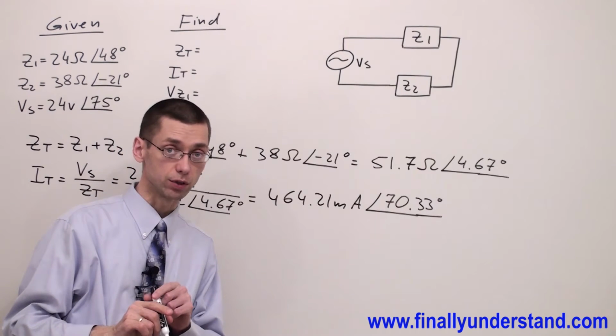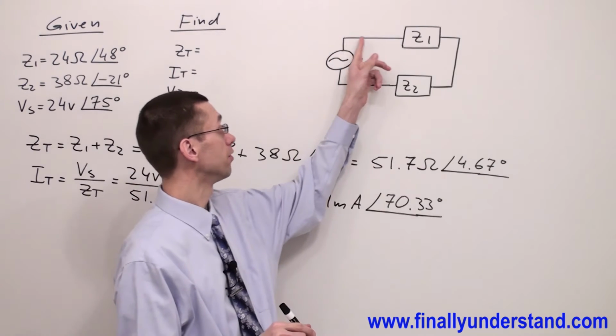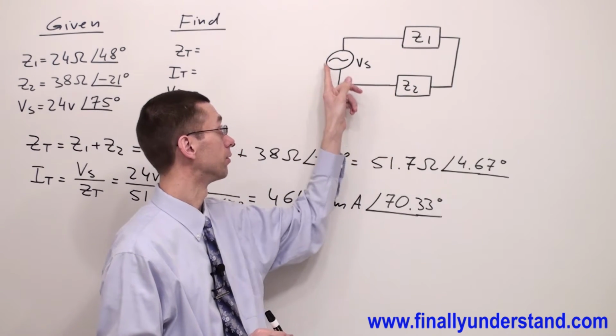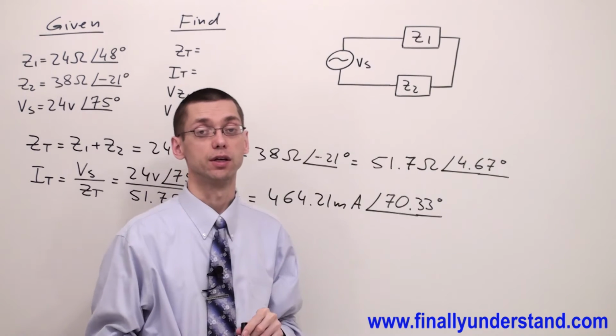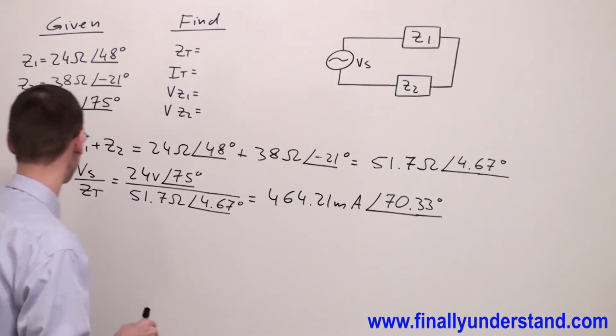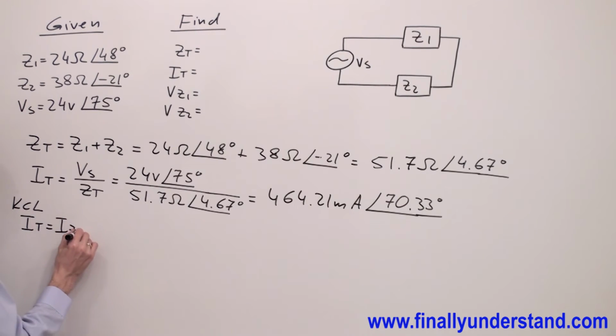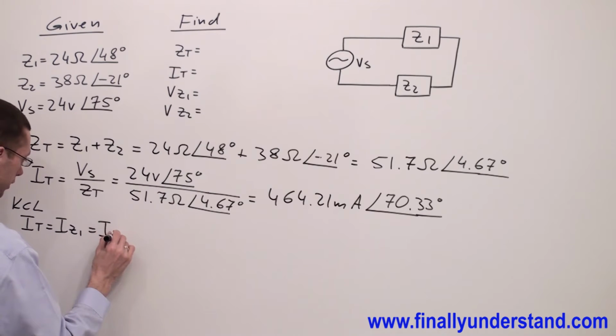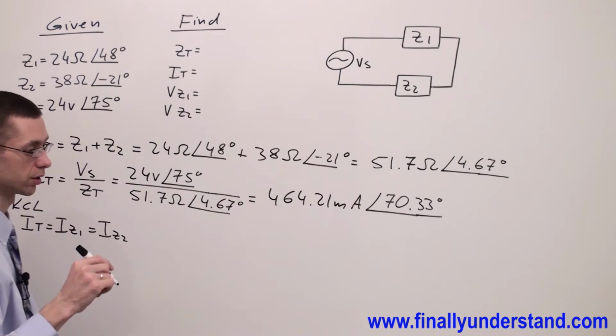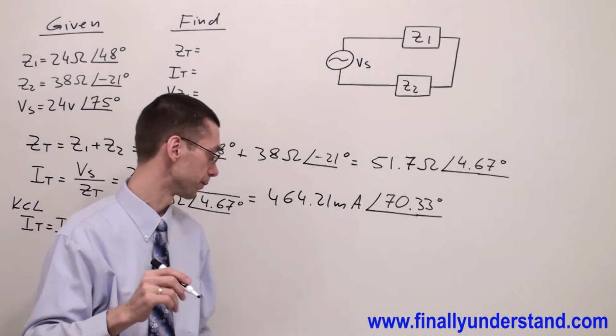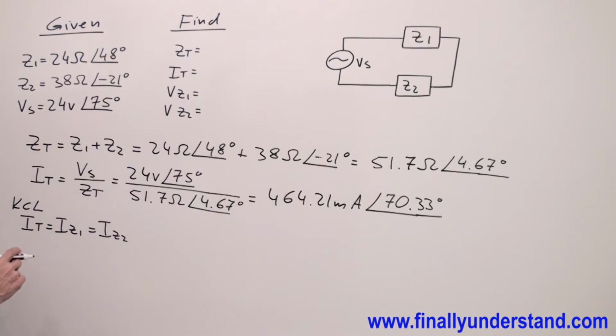Remember that in a series circuit, the current at every point of the circuit is the same. That's why I'm supposed to write KCL, Kirchhoff's current law, for this circuit, which simply looks like this. I total is equal to I Z1 and is equal to I Z2. Remember, in a series circuit, current is always the same. So, in order to find VZ1, I'm going to use Ohm's law.